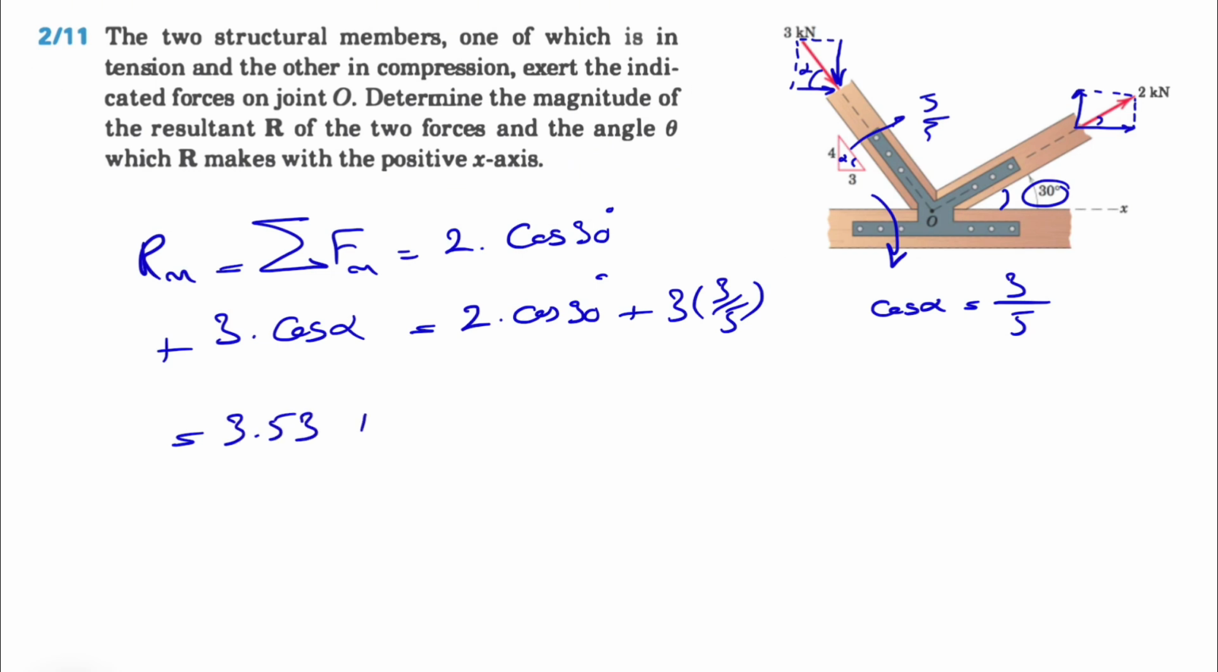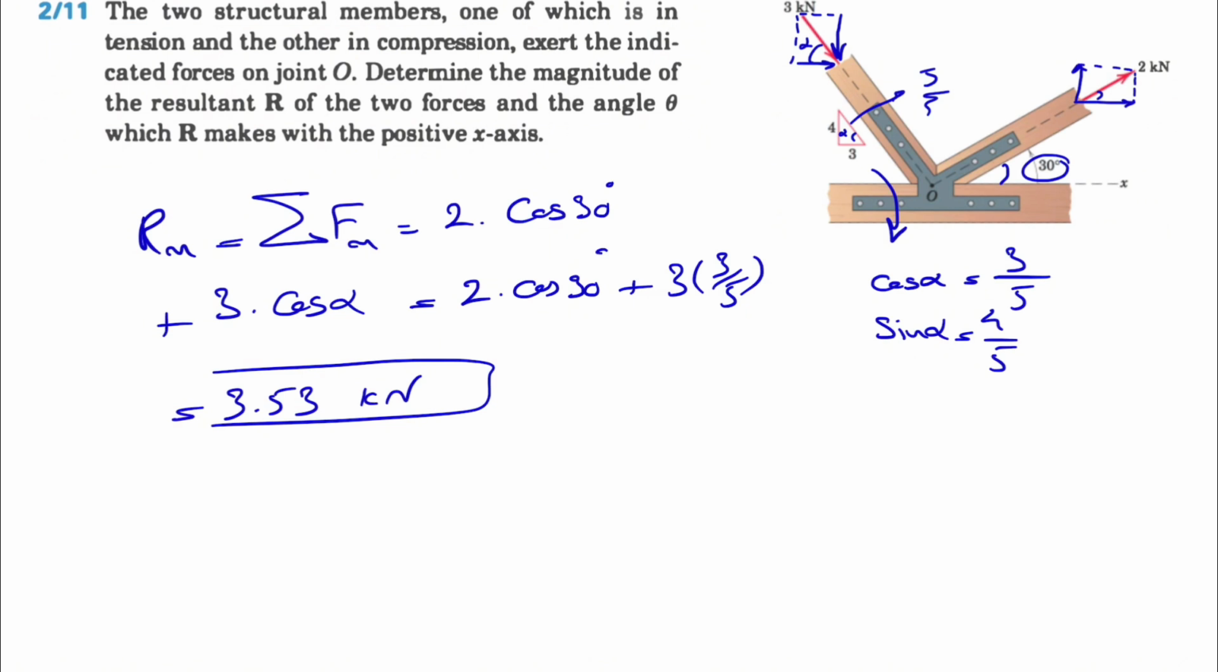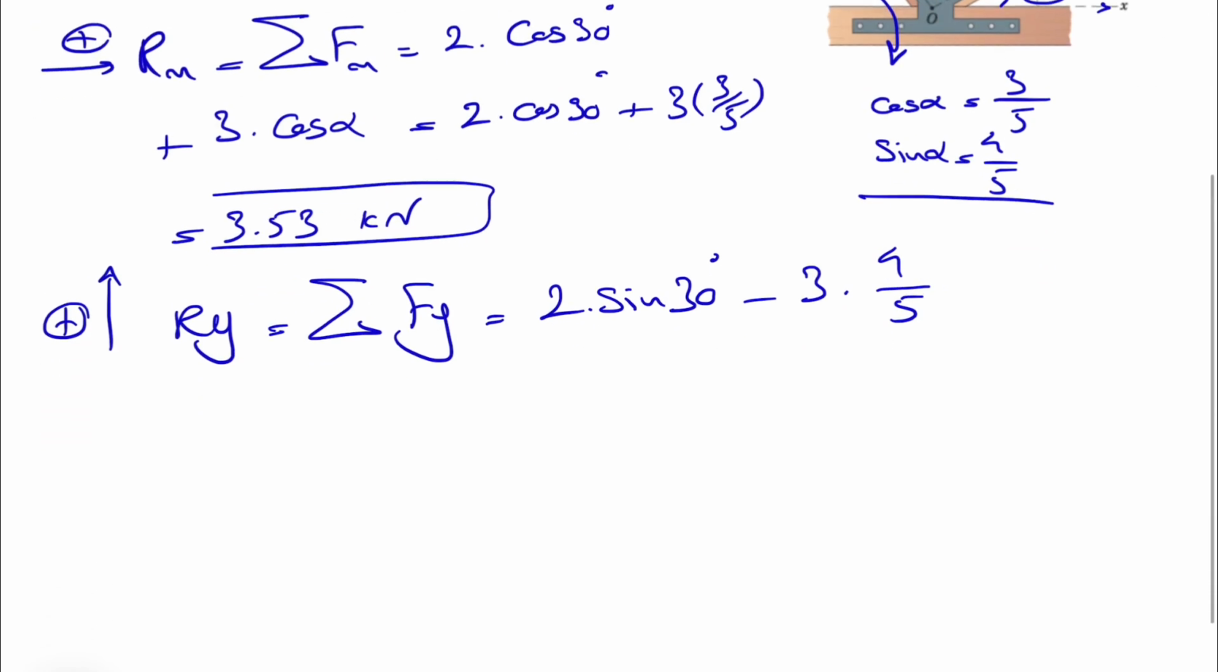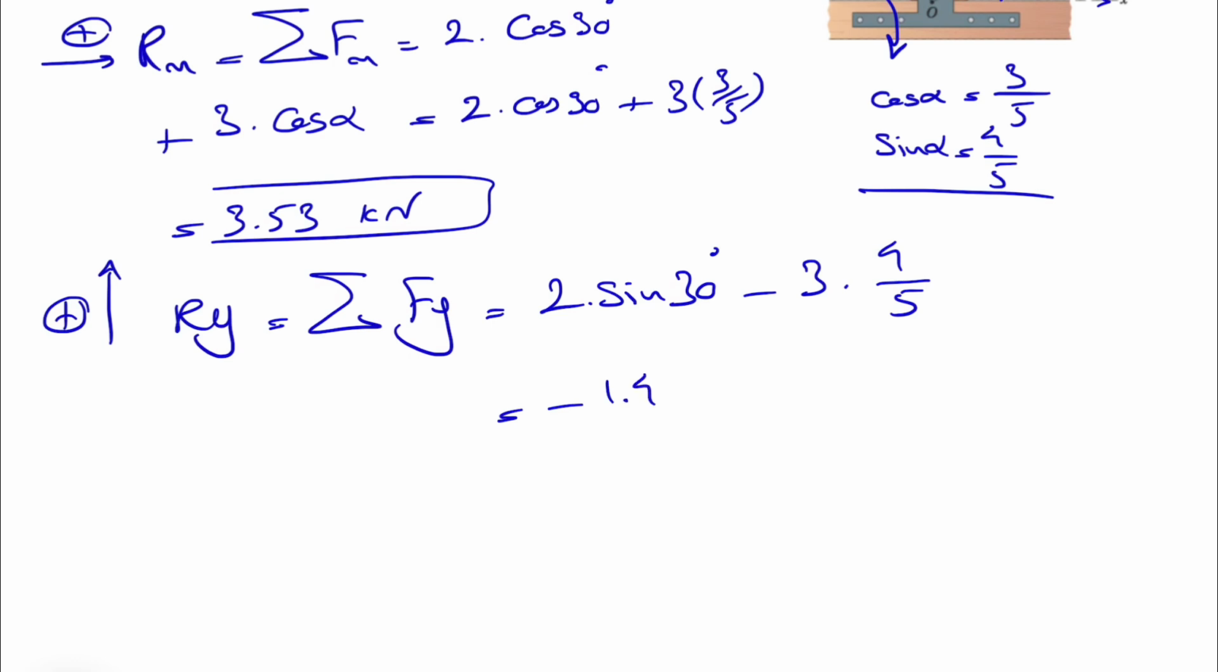And this gives us 3.53 kilonewton. This is the answer for the x component, and we can see that the direction along the x-axis is to the right, so we can show it here too. For the y-axis, let's consider this our positive direction. For the sum of all forces in y, we have 2 times sine of 30 degrees. For the 3 kilonewton force, the force is downward, which is negative: 3 times sine of alpha, which is 4 divided by 5. Calculating this, we get minus 1.4 kilonewton.